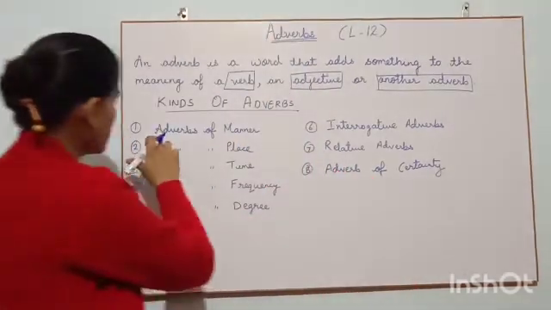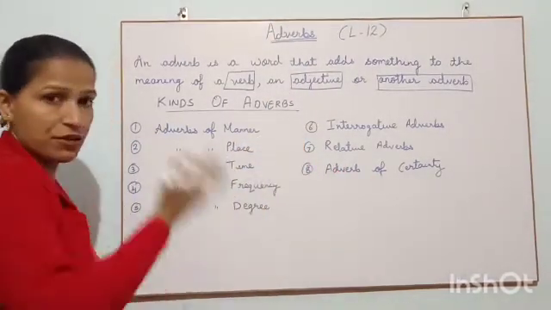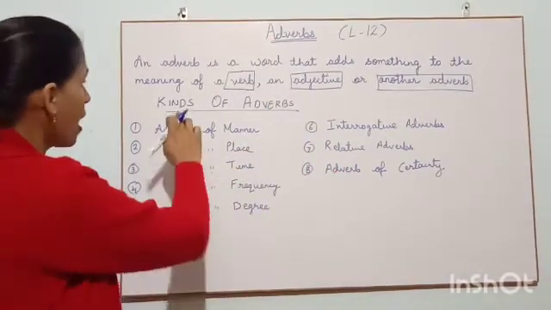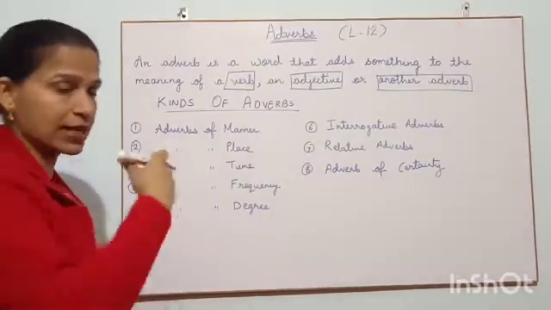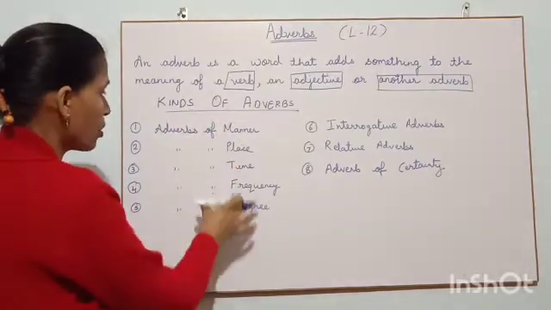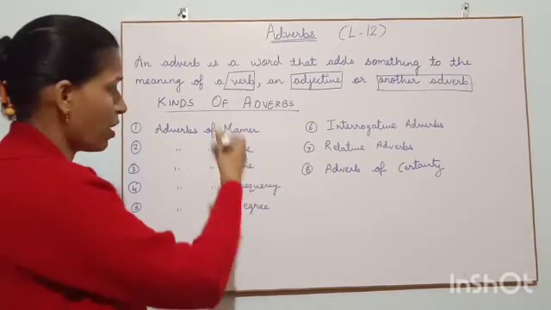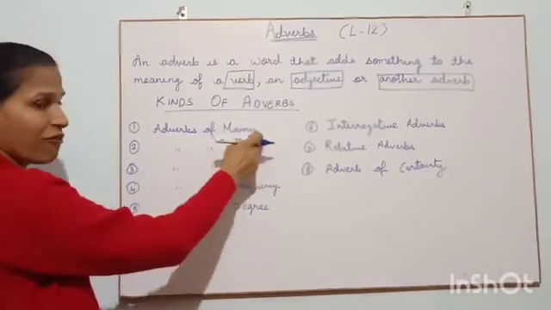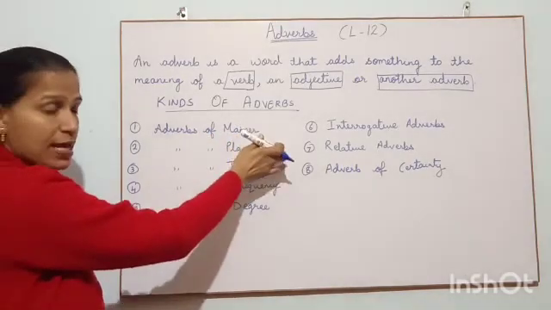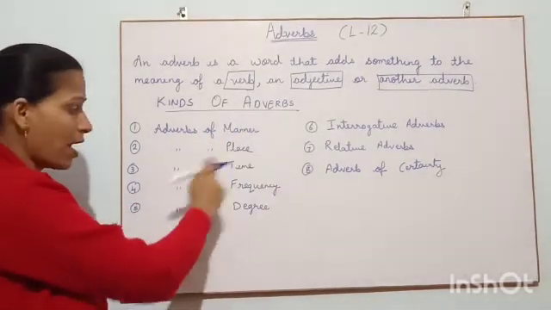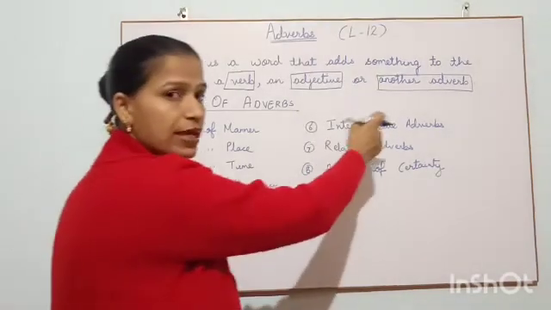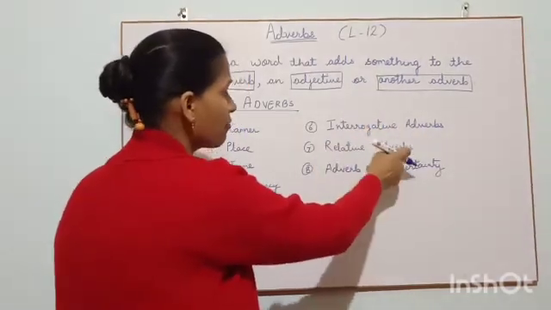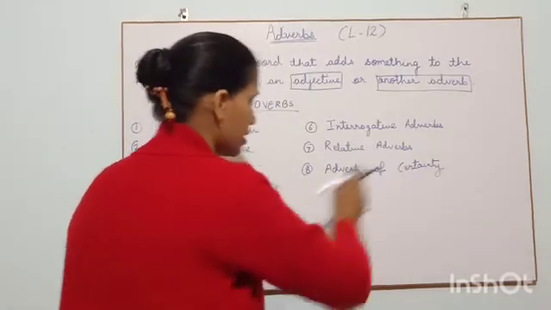Children, by this I have written for you the 8 kinds of adverbs. You have to memorize these. You may even get such a question: what all types of adverbs are there? So you have to name them like that. Adverbs of manner, adverbs of place, adverbs of time, adverbs of frequency, then adverbs of degree, then interrogative adverbs, then relative adverbs, then adverb of certainty.